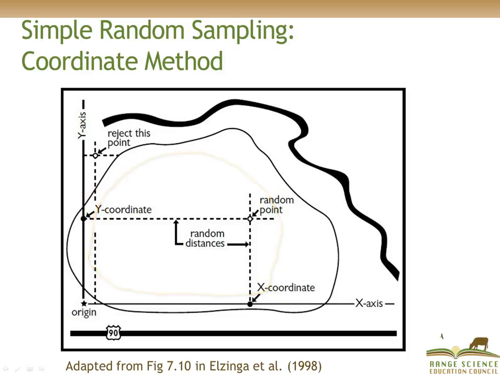One way of dealing with this problem, instead of rejecting this point, would be to extend the transect to the boundary of the area of interest and then bend it back or angle it back into the area of interest, and that way we wouldn't be throwing out that point.